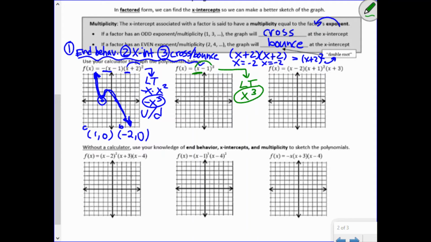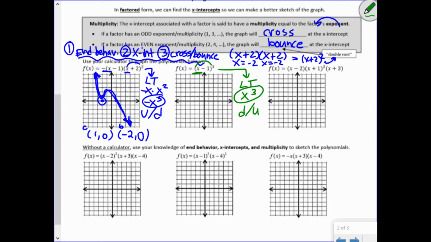So what would my end behavior be? It would be down, up. When your degree is odd, they're opposites. And when it's positive, that means that you have to end on positive. Positive. End on positive. So you go down, up.